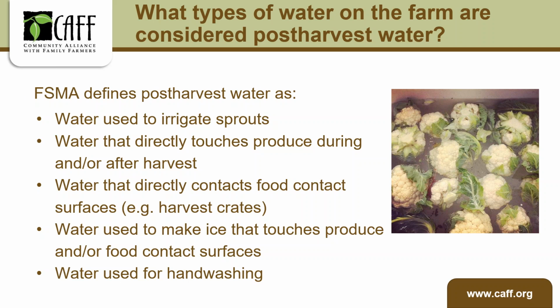for example, if you're going to spray out your harvest crates that you put the cauliflower in as you harvest, water that is used to make ice that touches produce and or food contact surfaces, and water used for hand washing. So all those different categories of water are considered post-harvest water under FSMA, and that has stricter requirements for the test results for that water, and it has to be 0 generic E. coli for water you're using in all of those forms.